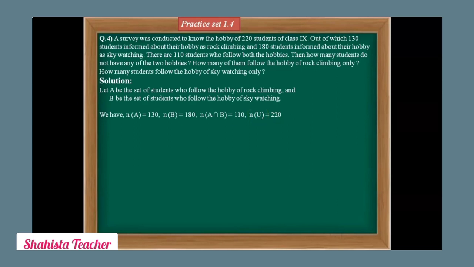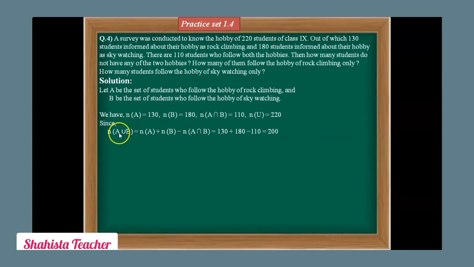So now, after writing the given, we will write that since we don't know the number of A union B, we will write number of A union B is equal to number of A plus number of B minus number of A intersection B. See here, we don't know number of A union B, so for that we have to write number of A union B is equal to number of A plus number of B minus number of A intersect B.